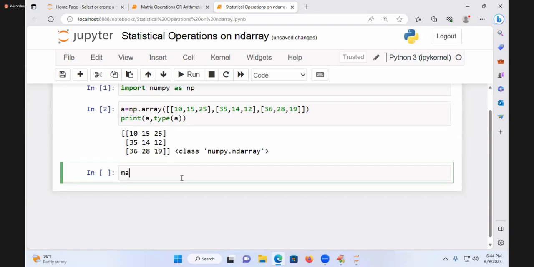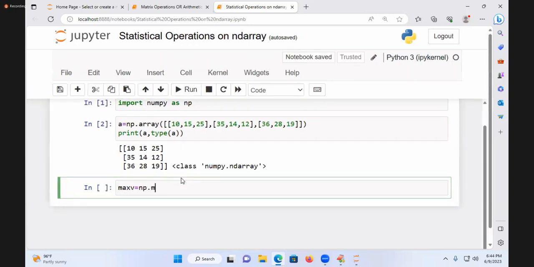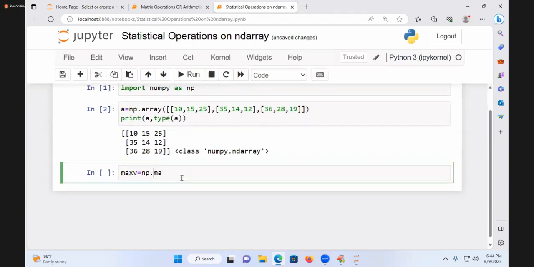np.max value is equal to np.max of A. A max means what? Array max of what I am passing? A max V is equal to np.amax of A. It will give you what element? Highest element. By looking at that, you can understand, students. What will it give you? Highest element. Okay.